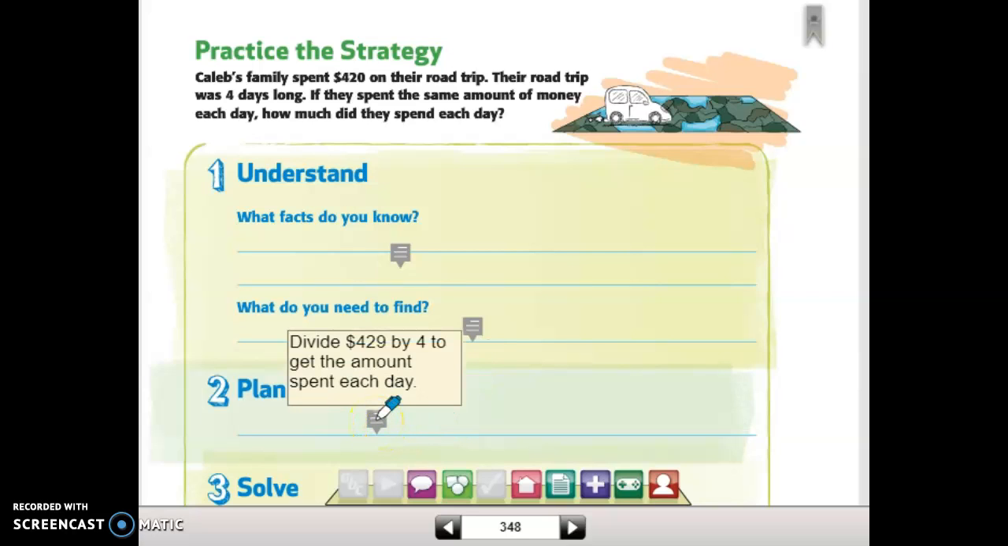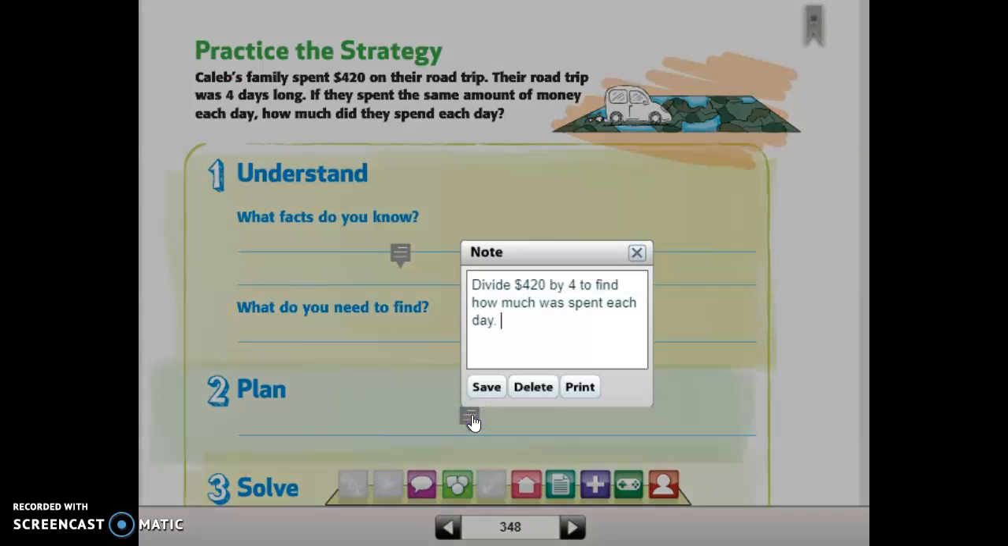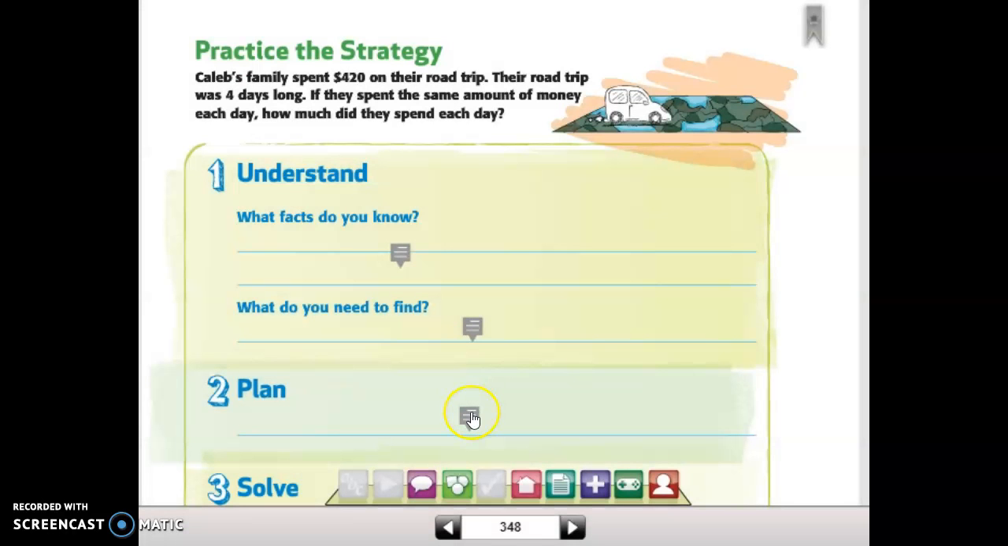And the plan is divide 429 by... Why did I do 9? 420. Let me fix that. Okay, so we're dividing 420 by 4 to find out how much was spent each day.